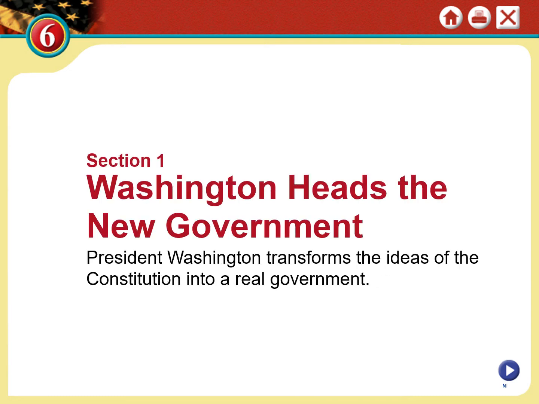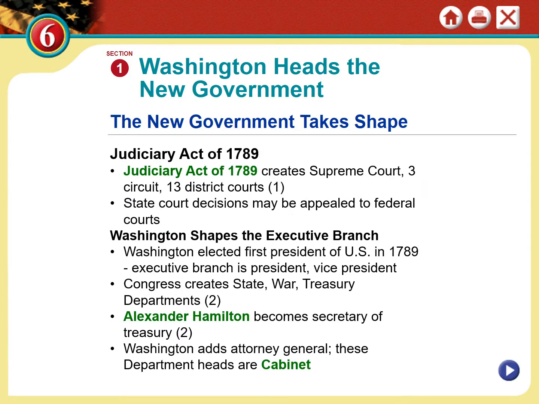that are really foundational. You see, Chapter 6, Section 1 begins with George Washington. George Washington setting up and heading and running this new government. Now as President, Washington, no longer general, no longer presiding officer at the Constitutional Convention, now United States President George Washington was very transformational in forming the ideas of the Constitution into a real and functioning government.